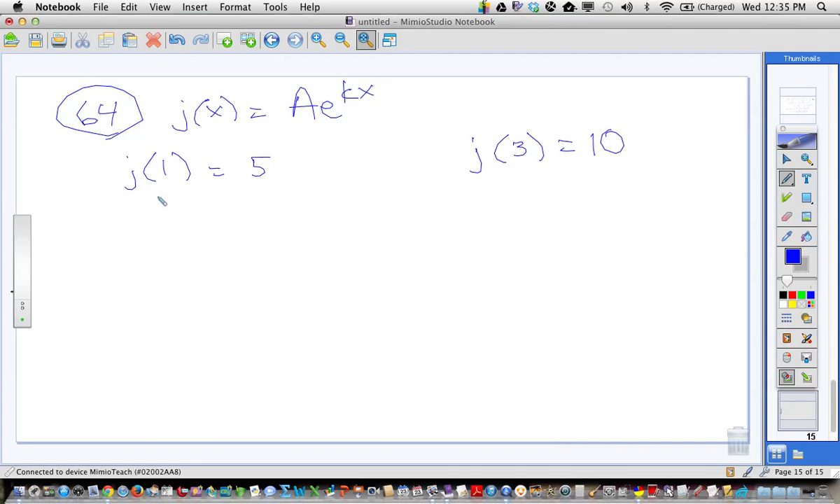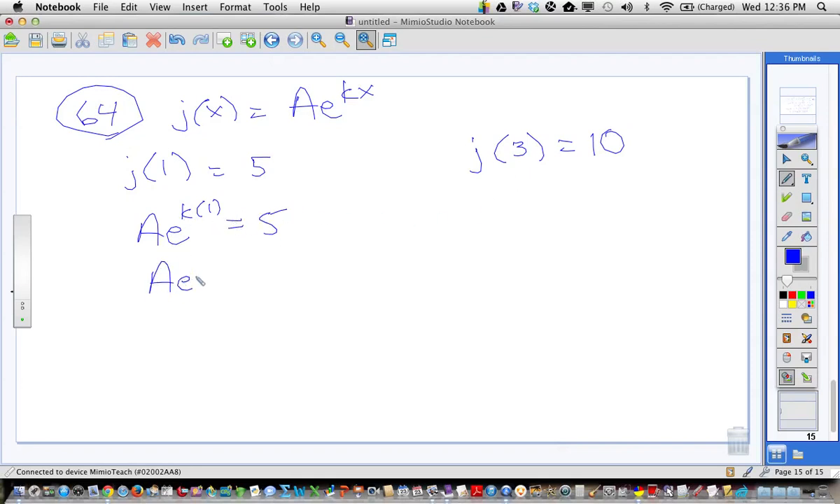Now that's going to be something that will be on our first quiz. We'll talk a lot about that today, about the first quiz and what we've done so far. You have to be able to read this function notation. So j of 1 means put a 1 in for x. So we get a e to the k times 1 equals 5. And over here you do this. Now you can't really do anything with that.